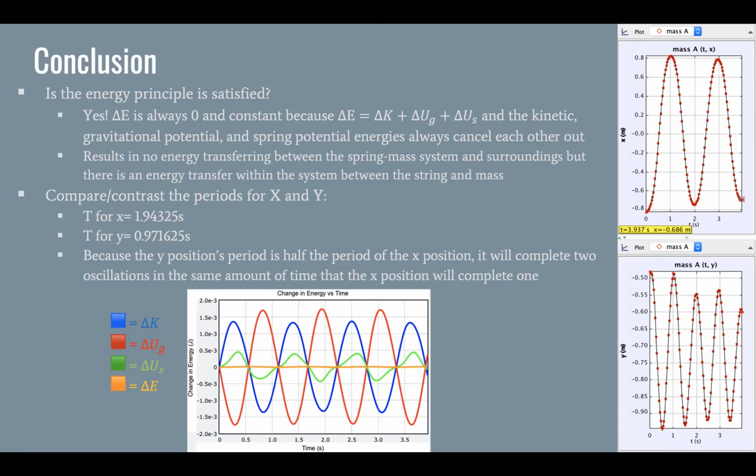However, the periods for x and y are different. We can see that the period for x is about twice as much as the period for y, and because the y position's period is half the period of the x position, it will complete 2 oscillations in the same amount of time that the x position will complete 1. You can see that on these graphs on this side, where the y position completes 4 oscillations, while the x position only completes 2 oscillations. And that is all.